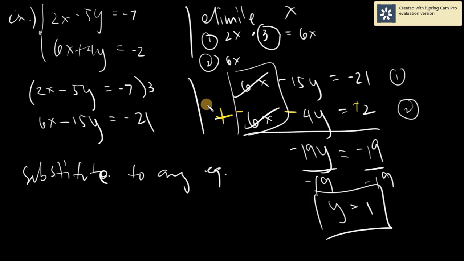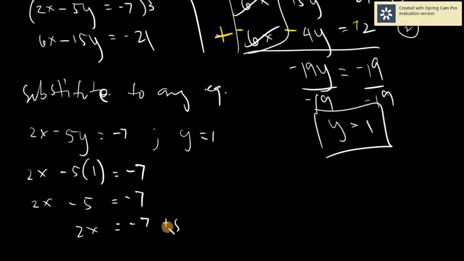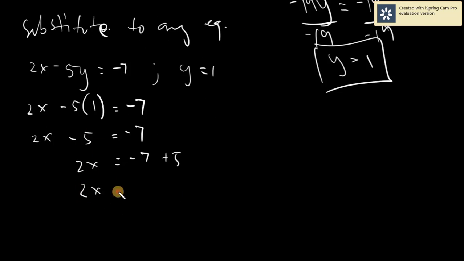I will pick equation number 1. So you will have 2x minus 5y is equal to negative 7, and your y is equal to 1. Therefore, you will have 2x minus 5 times 1, because that is your y, equals negative 7. 5 times 1 is 5, right? So 2x minus 5 is equal to negative 7. Transpose to the other side: 2x is equal to negative 7 plus 5. It will give you 2x is equal to negative 2. Solve for x: x is equal to negative 1.